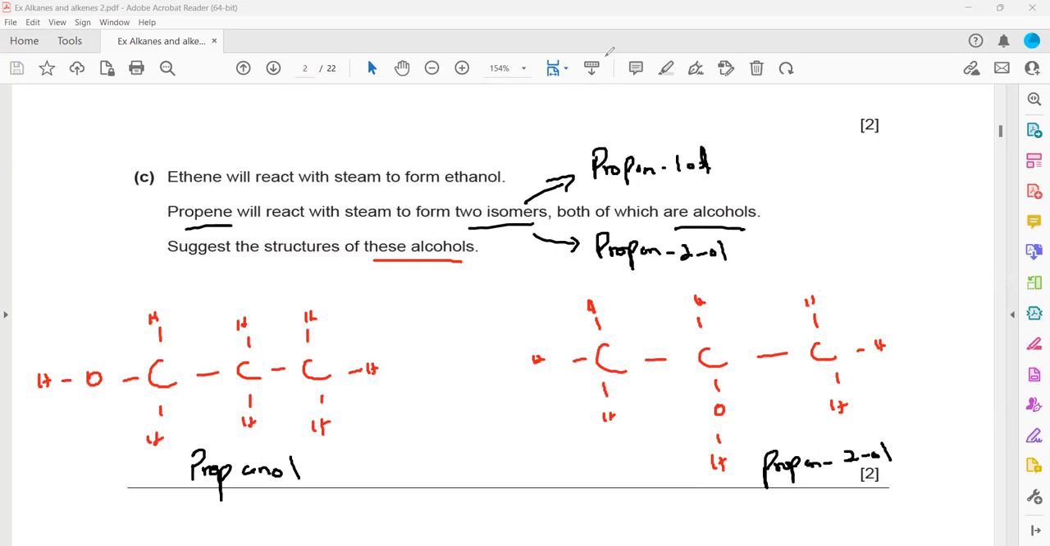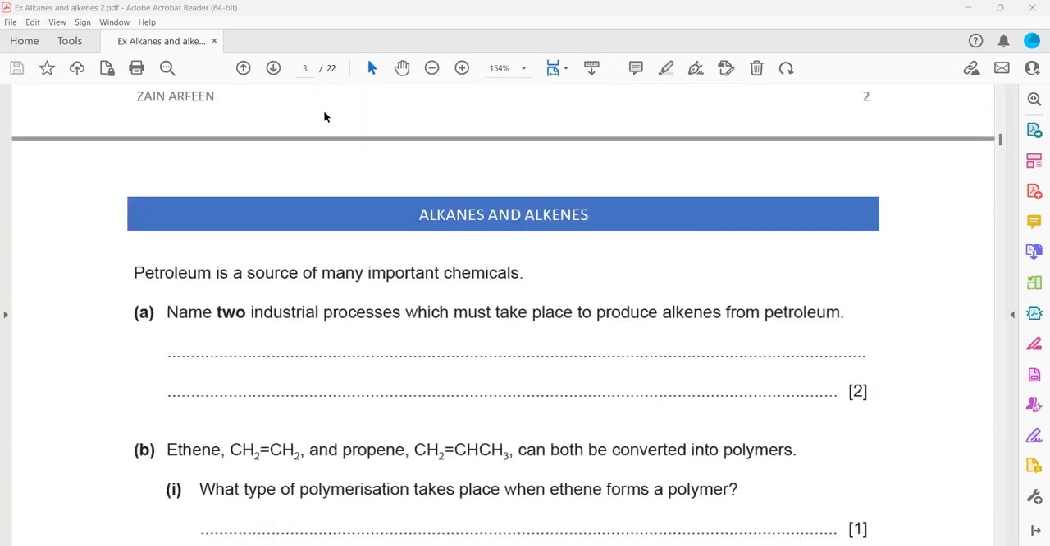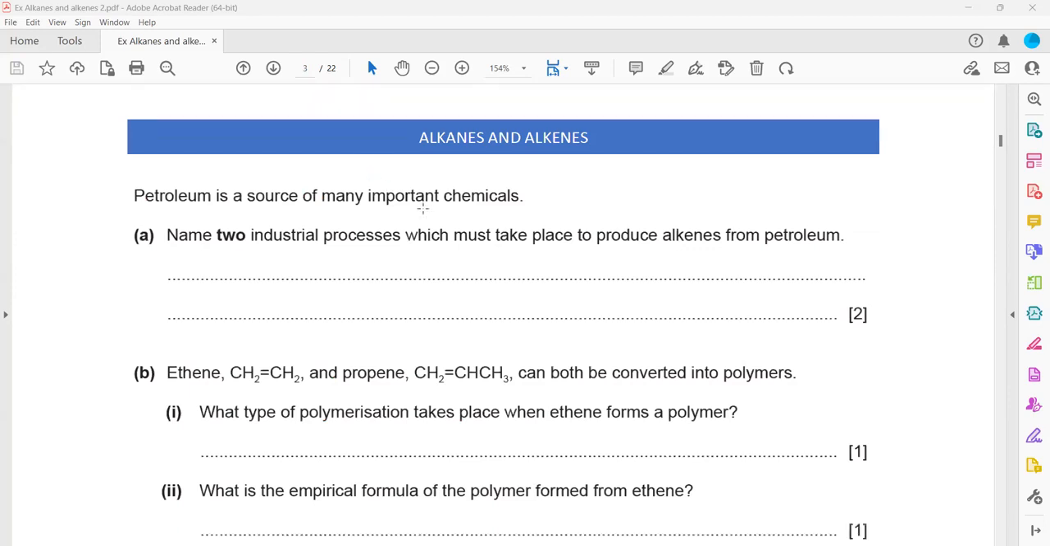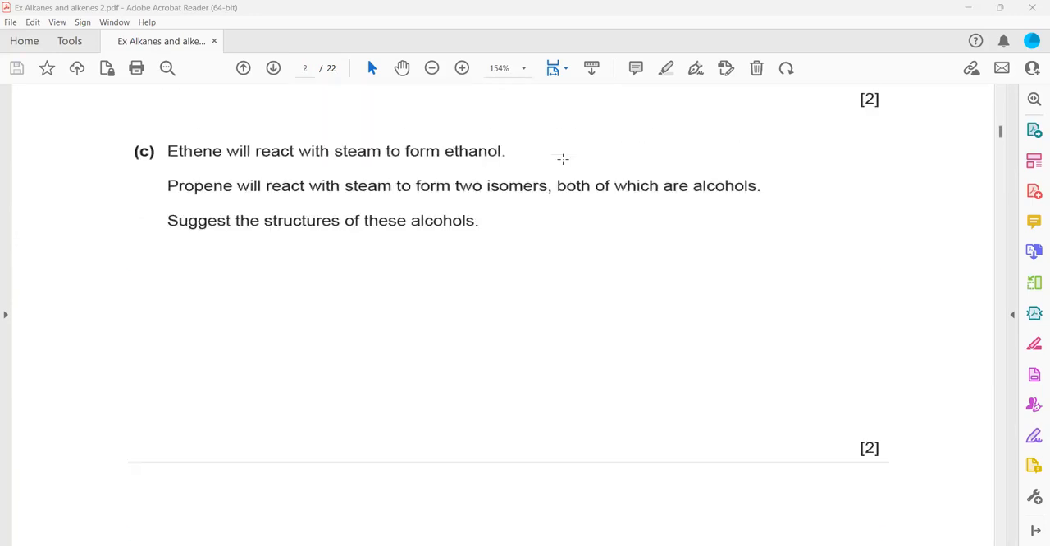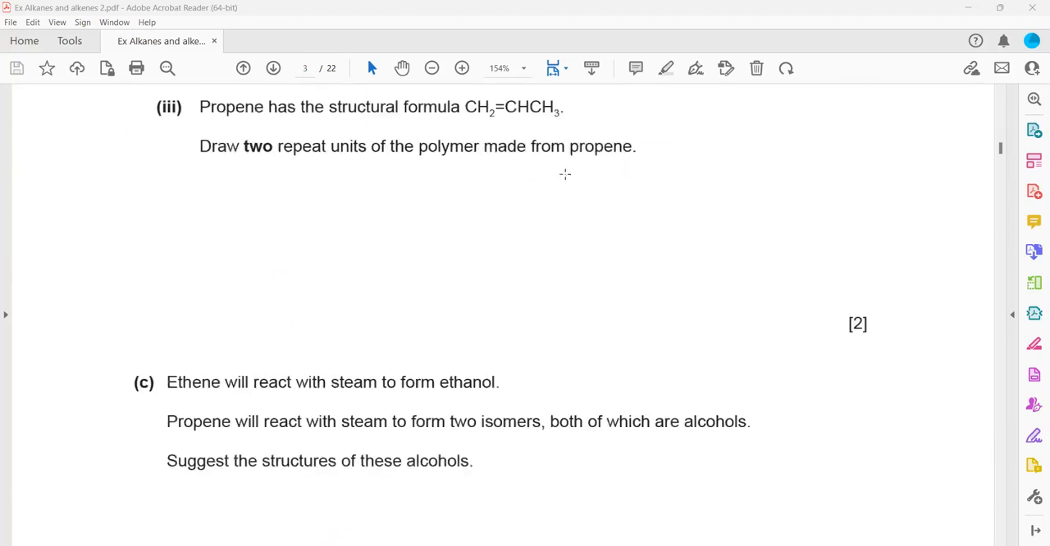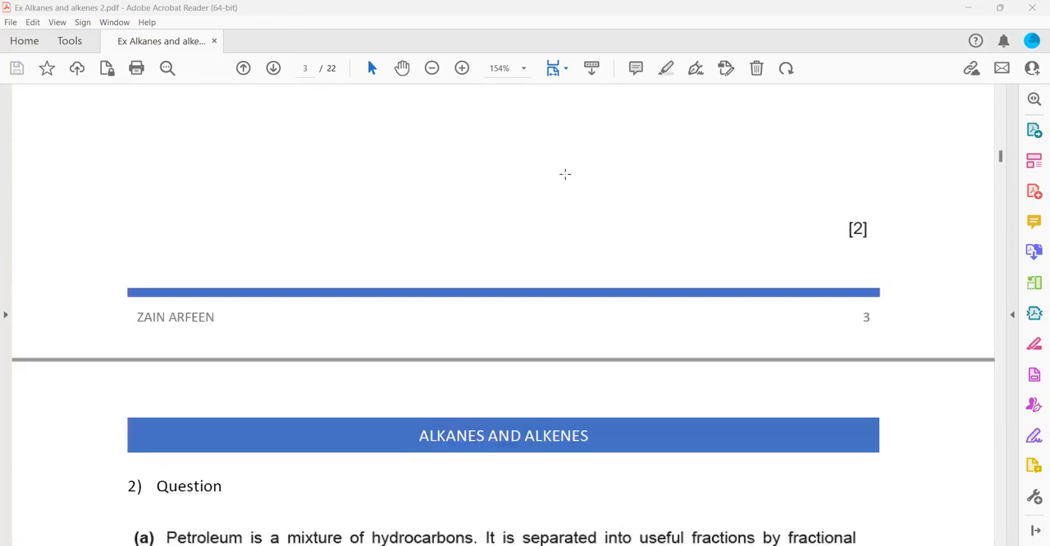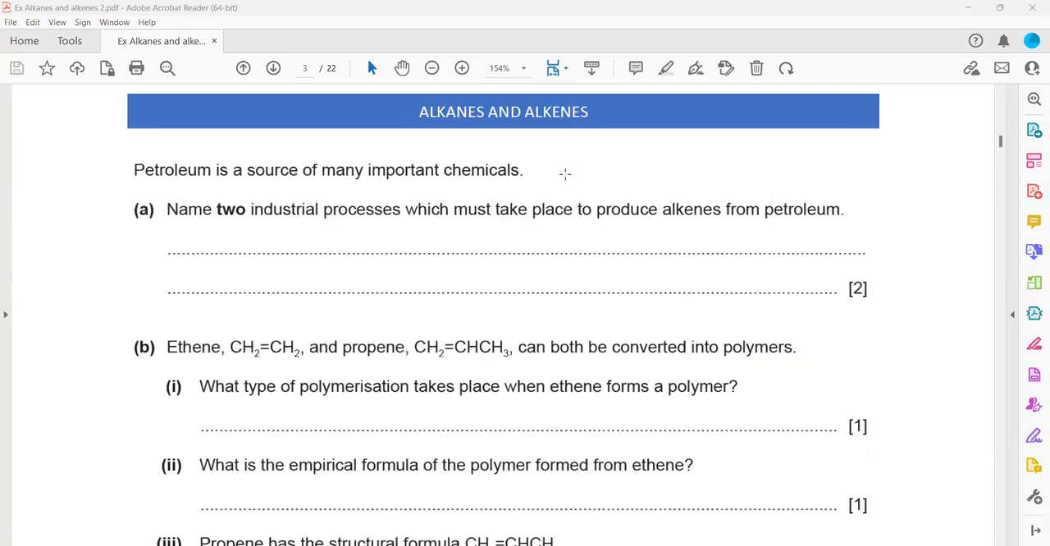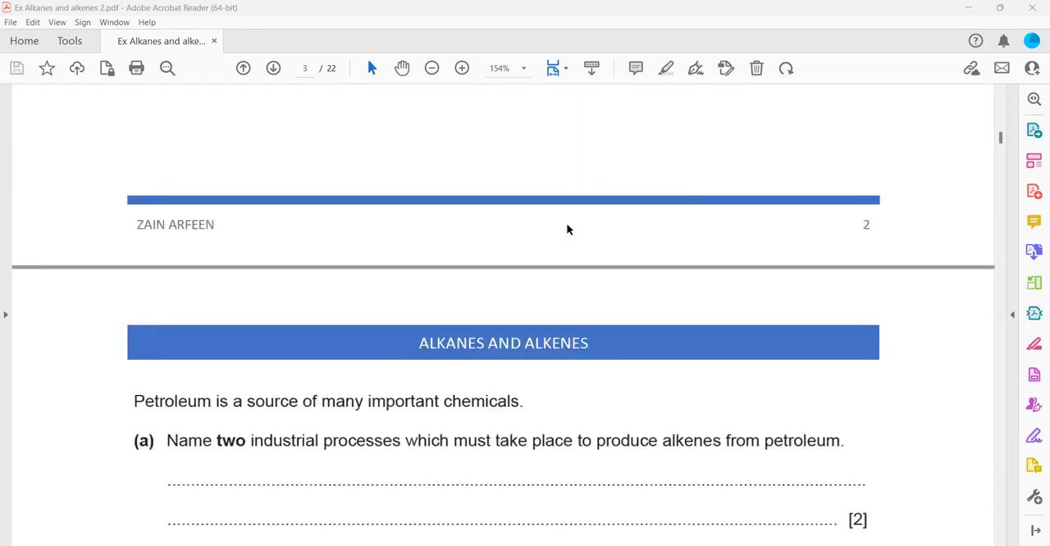Isomers means they have the same molecular formula, but they have different structures. You don't have to write the name, as they did not ask. Sometimes they ask to draw an isomer, and sometimes they do ask like draw the structure.